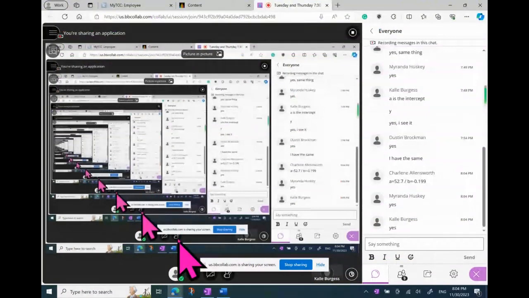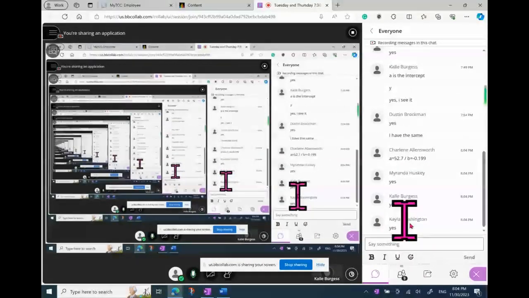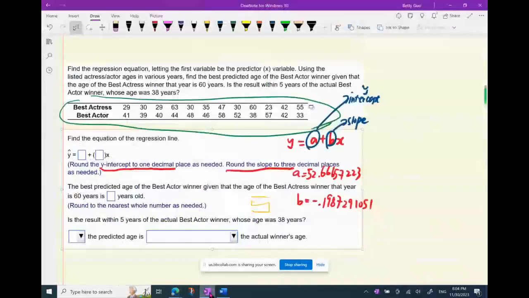Awesome. Thank you, Miranda and Kelly. Oh, Charlene already has that. So first, one decimal place, 52.7 exactly. And slope, three decimal places, negative 0.199. Awesome, exactly. Thank you, Kayla. You have the same thing. So you're going to enter the first cell, 52.7 here. And the second cell you're going to enter negative 0.199.